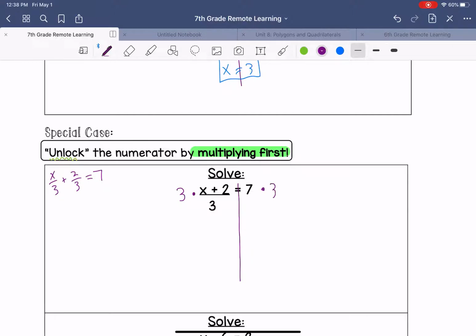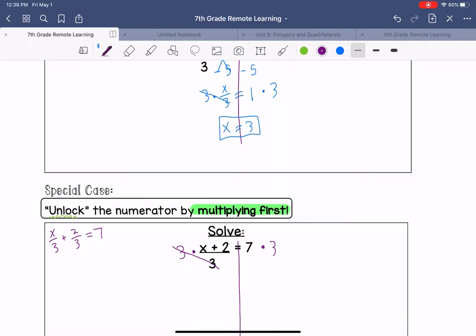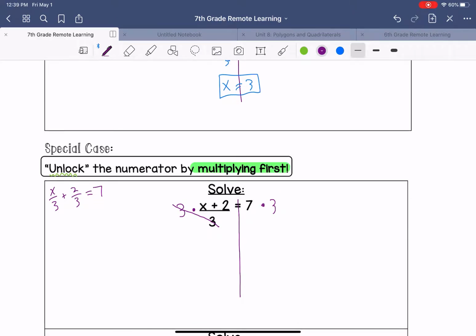Do it to the other side. So that cancels out that 3. Now, please note, you can only do this when everything is a fraction. Up here, we could not multiply by 3 first. If we did that, we would get the wrong answer. Okay? So the only time we can start with multiplication is when everything is a fraction.